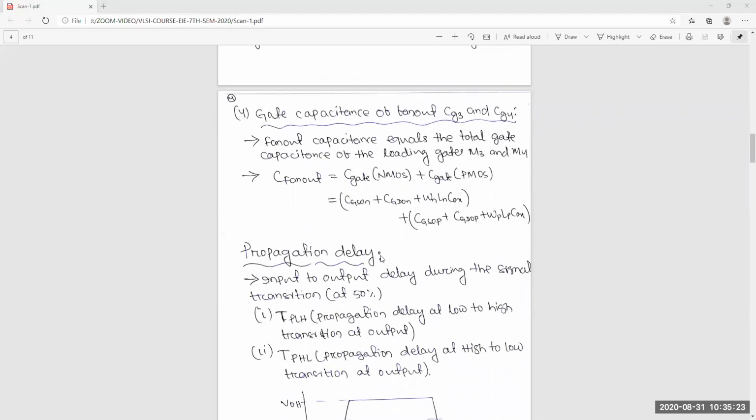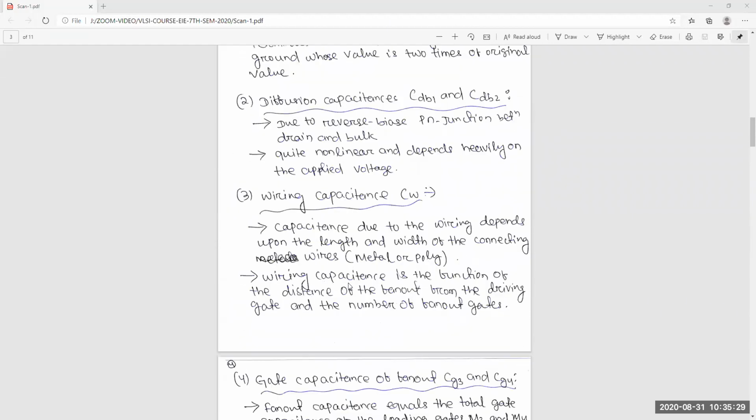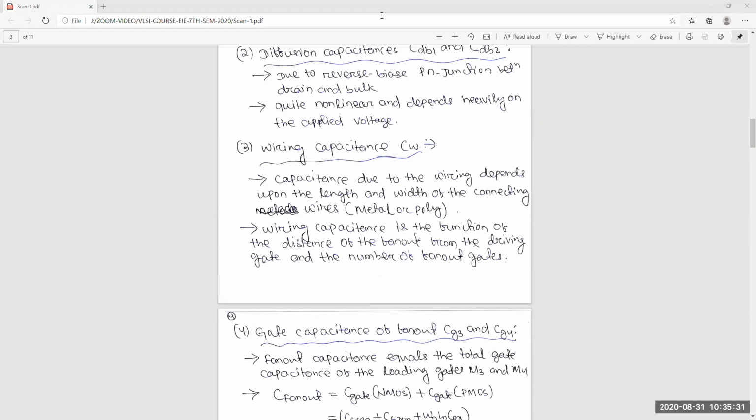Now completely, the CL is nothing but C intrinsic, that related to the first inverter, plus C wiring capacitances, plus C fan out, meaning the next stage inverters' capacitances. So these are the capacitances that form the complete CL.